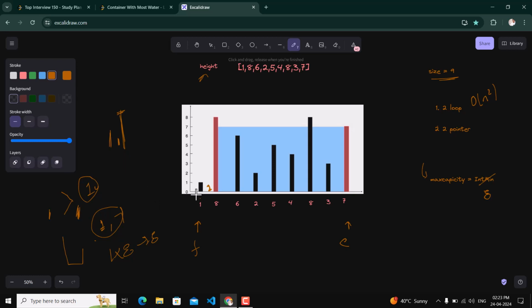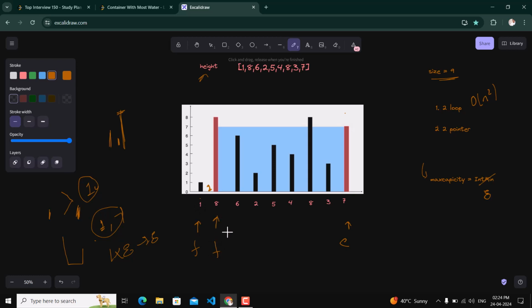So we choose the maximum among these two bars. For that we have 8, for that we have 7. We keep this bar as it is, so end stays the same, but we take the next bar in place of the minimum one from the previous step. So we increment the front pointer.